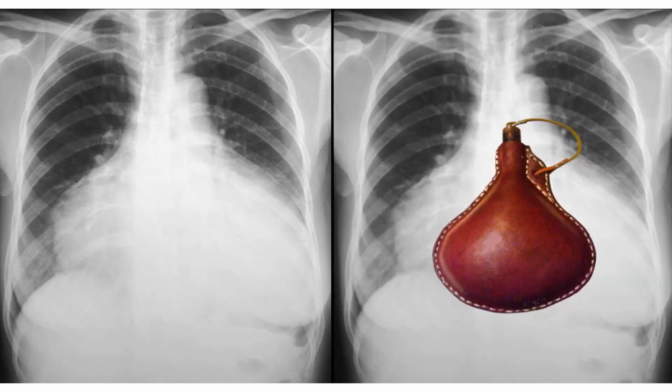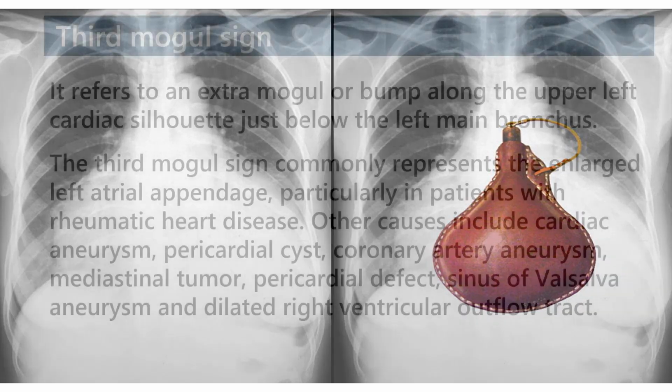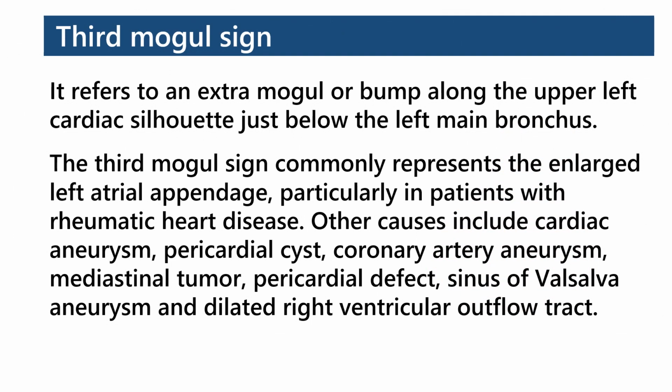Here you can see the annotated image demonstrating the water bottle sign. Third mogul sign refers to an extramogular bump along the upper left cardiac silhouette, just below the left main bronchus. The third mogul sign commonly represents the enlarged left atrial appendage, particularly in patients with rheumatic heart disease.